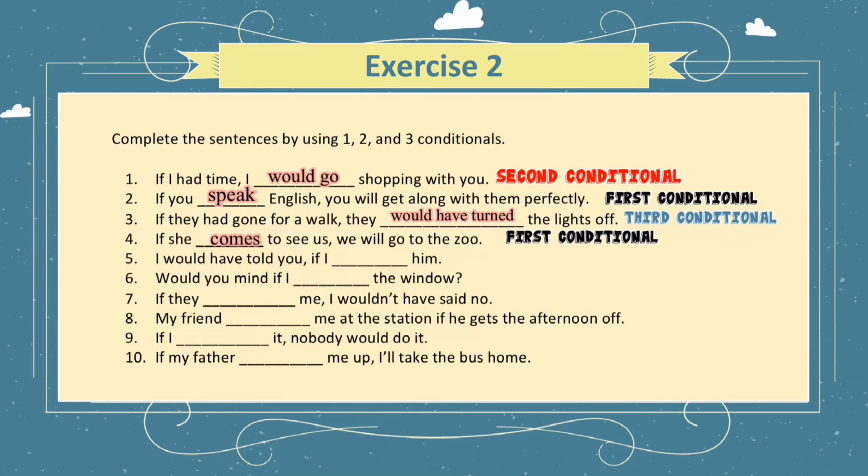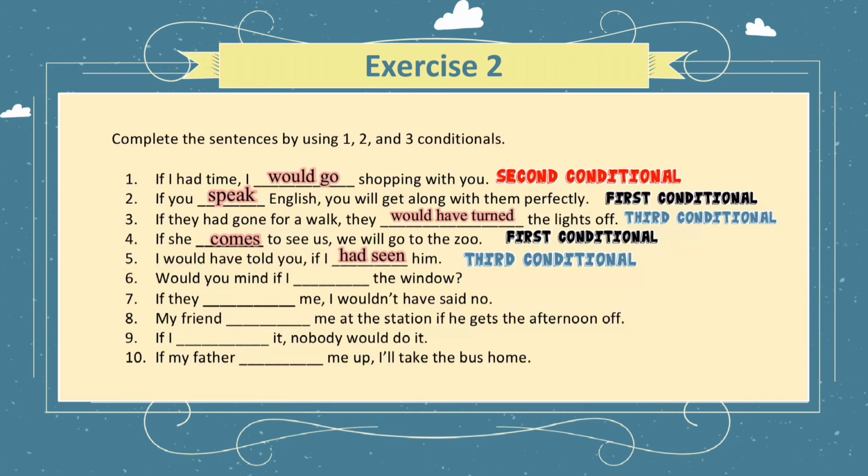Number 5: I would have told you if I blank space him. At the first sentence, "have told" is past perfect. So it uses third conditional. So the answer should be perfect conditional, which is would or wouldn't plus have plus past participle. The answer is, I would have told you if I had seen him.